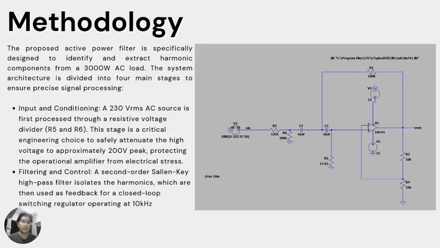A second order Sallen-Key high pass filter isolates the harmonics, which are then used as feedback for a closed loop switching regulator operating at 10,000 kHz.